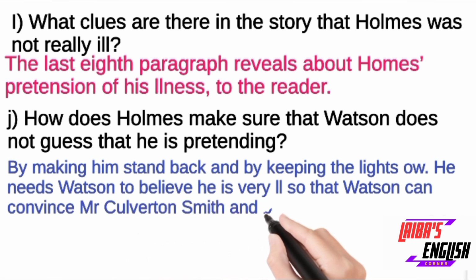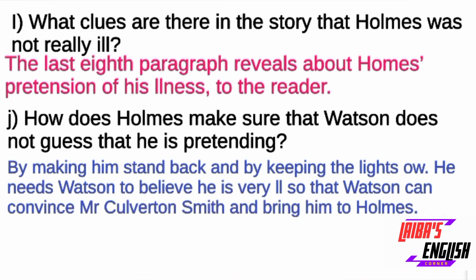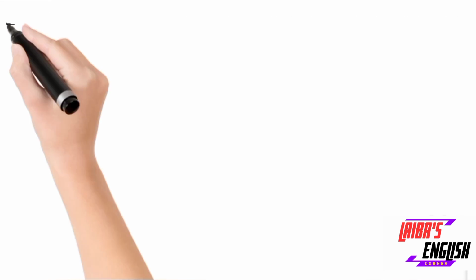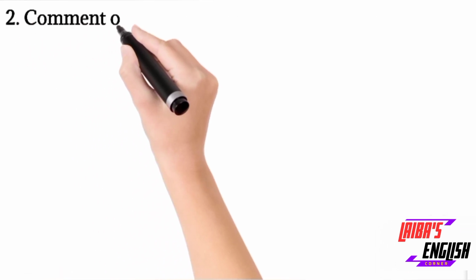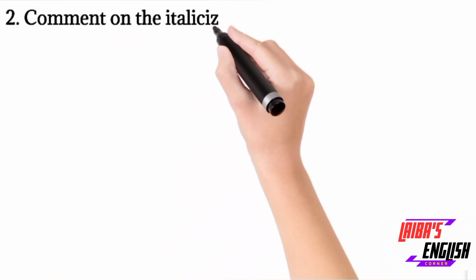Last part is, how does Holmes make sure that Watson does not guess that he is pretending? By making him stand back and keeping the lights on. He needs Watson to believe that he is very ill so that Watson can convince Mr. Cleverton Smith and bring him to Holmes anyway. So these are the questions of the first part in which we have discussed some question answers. I hope you are very clear with them because we have already explained the chapter in detail.